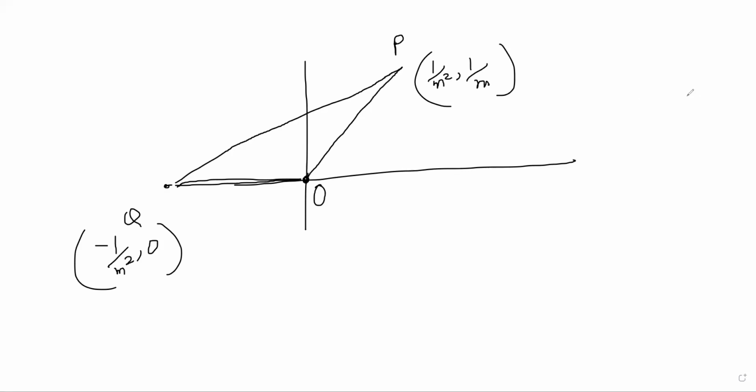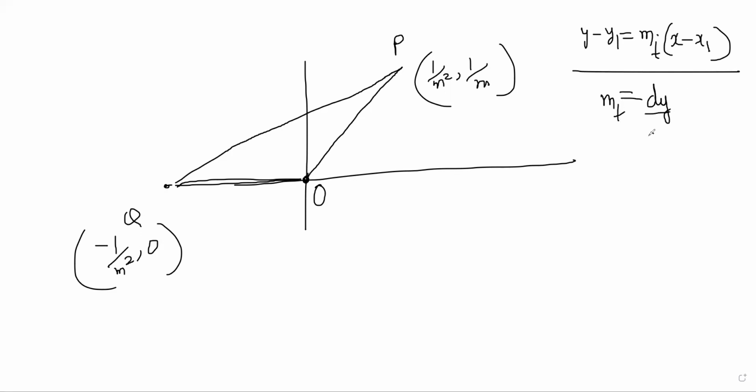Equation of tangent, you need to know how to write. You have to find the slope of the tangent, and whatever point you're finding, you just write y minus y1 is equal to the slope of the tangent there into x minus x1. But the slope of the tangent is dy by dx at that point. Understood.